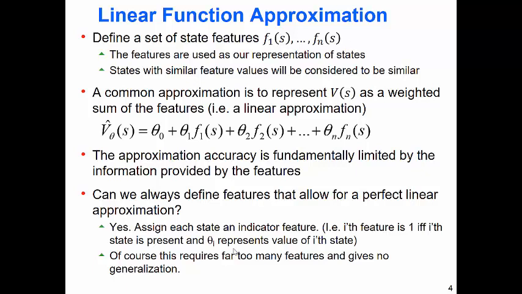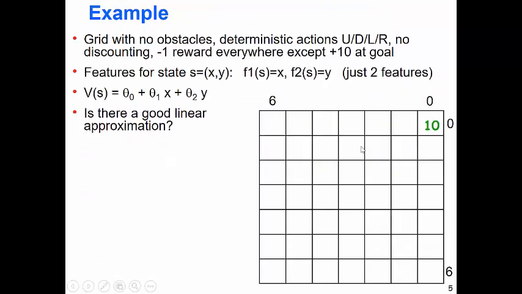And what's the problem with this? Well, you have to have one feature per state. That kind of defeats the purpose of doing function approximation, right? I said the reason we do function approximation is because we want to use many fewer parameters than states. So theoretically you can model anything, but usually we're talking about exponentially fewer parameters than there are states. So let's go through a few examples.